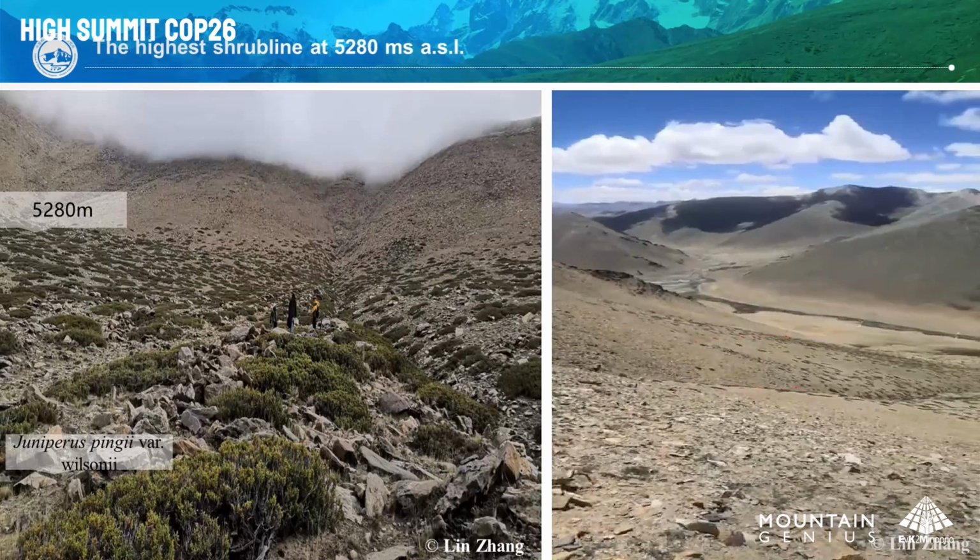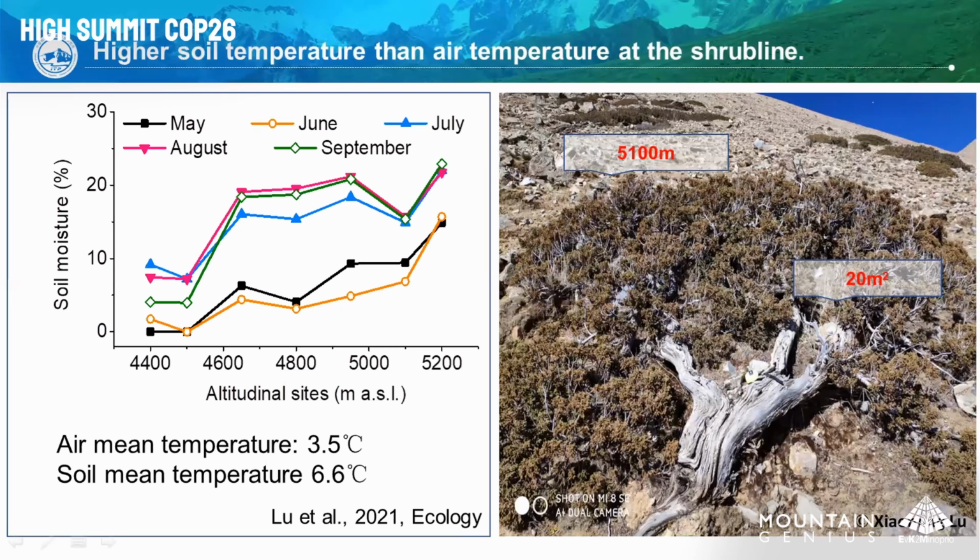Okay, I move on. This is one species, a single juniper shrub, and you see that it's not small. It covers an area of around 20 square meters. It is one tree just lying on the ground. If you look at the annual temperature and the soil temperature, you will see that the soil temperature is much higher than the air temperature. This is the reason why this shrub always lies on the ground.